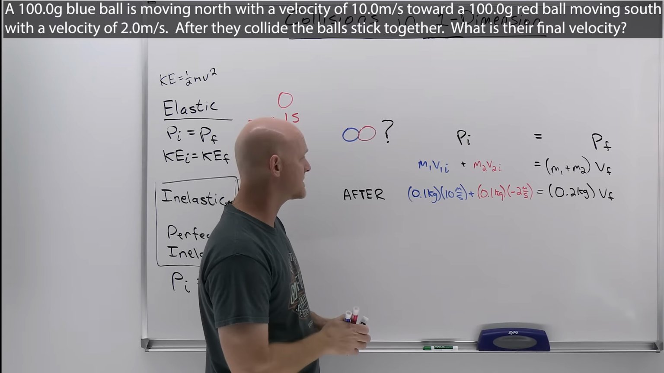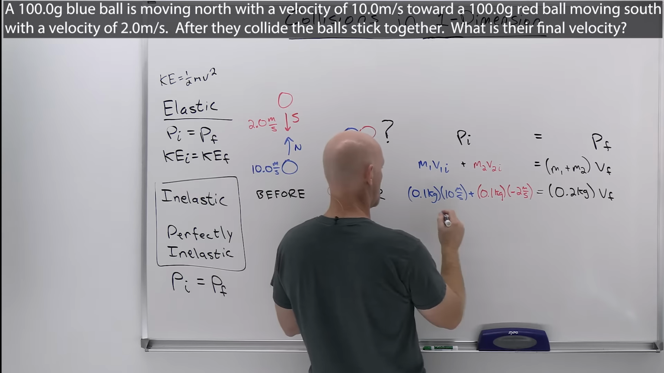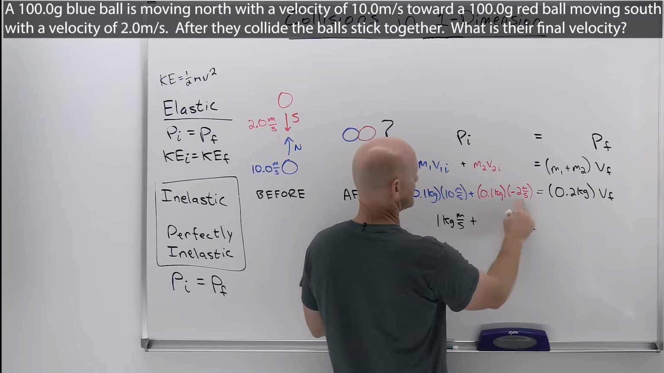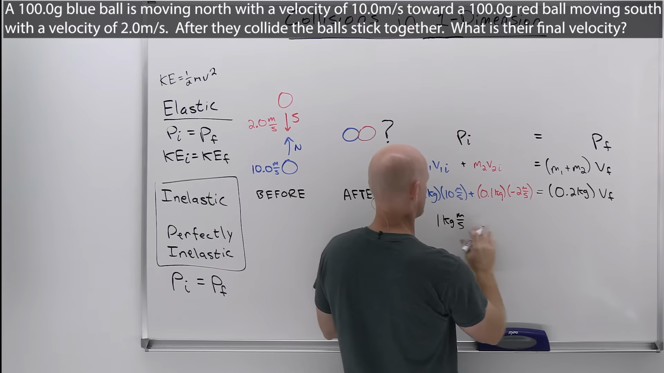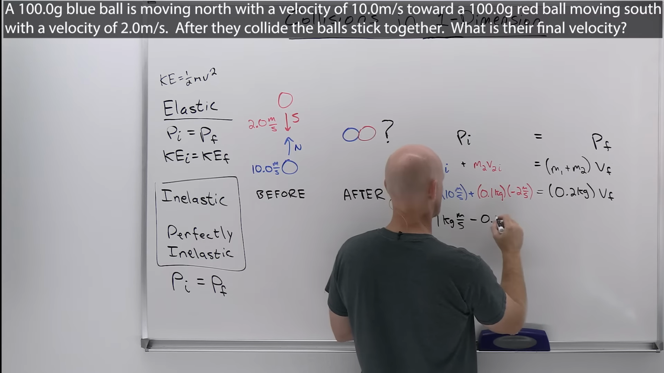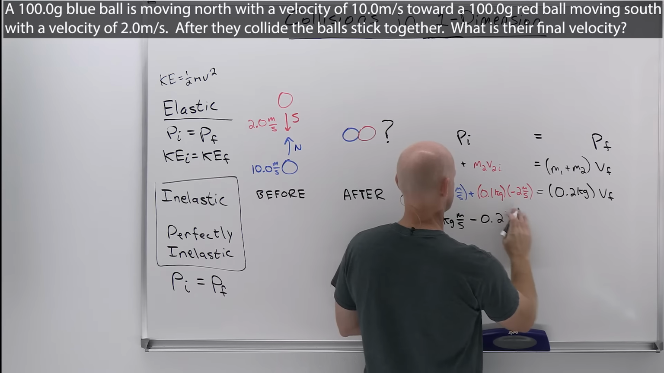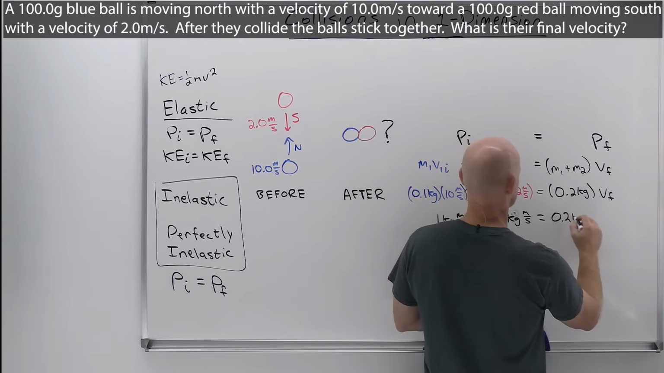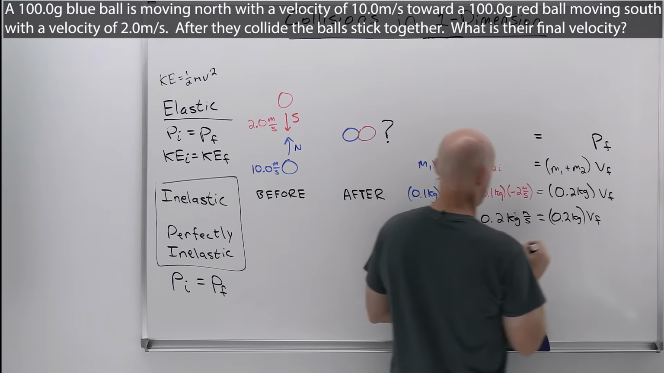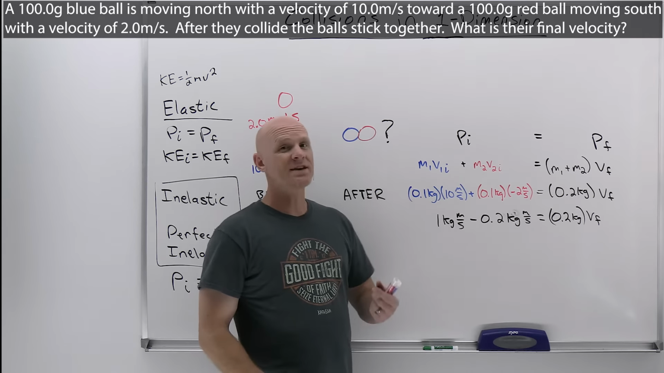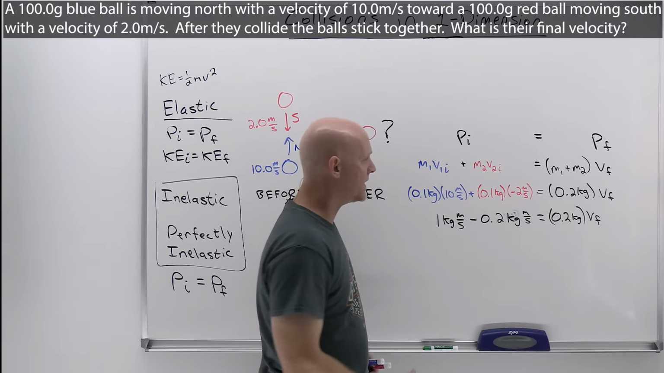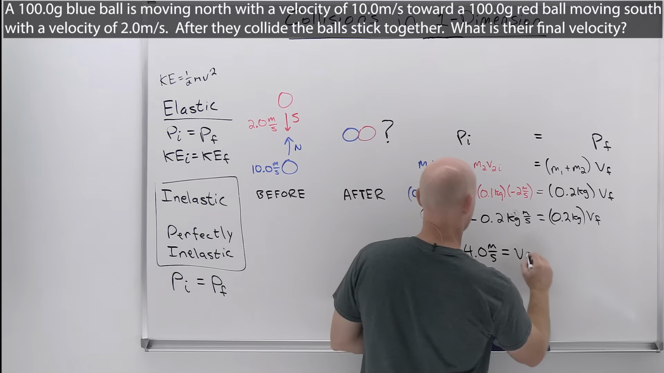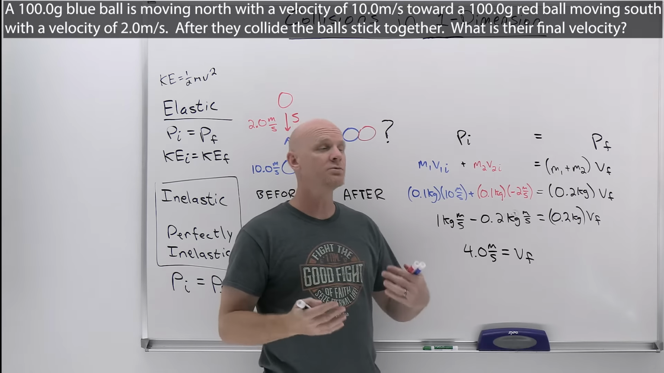And from here, it's just plug and chug. So 0.1 times 10 is still 1, and that's kilogram meters per second. So plus 0.1 times -2 is minus 0.2, or plus a -0.2, if you will. And that's going to equal 0.2 kilograms times that V final. And 1 minus 0.2 is going to be 0.8, and then we'll divide through by the 0.2, and 0.8 over 0.2 is going to get us 4.0 meters per second for that final velocity of the two balls moving together.